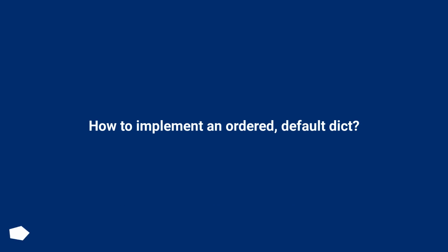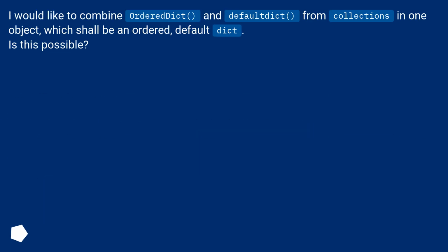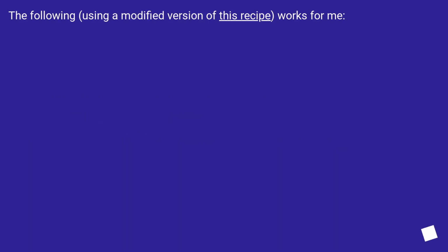How to implement an ordered, default dict. I would like to combine OrderedDict and defaultdict from collections in one object, which shall be an ordered, default dict. Is this possible? The following, using a modified version of this recipe, works for me.